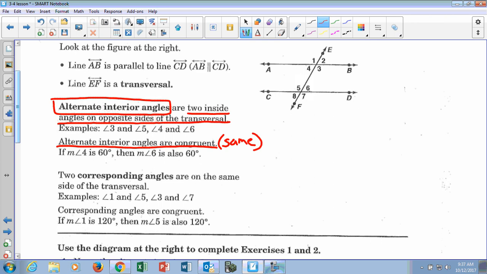Okay. Now here's one other new vocabulary word. Corresponding angles are on the same side of the transversal. So remember we just talked about these? So for example, 1 and 5, 3 and 7. You see how those worked? Okay. And those angles are also congruent.